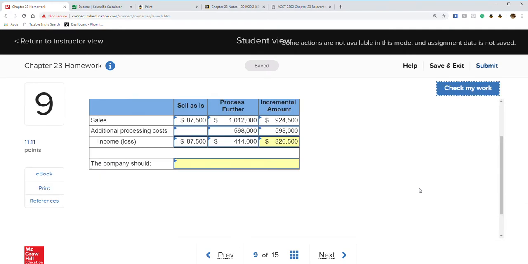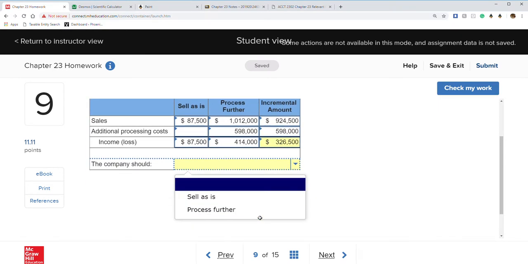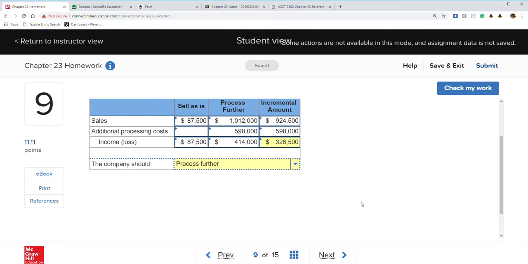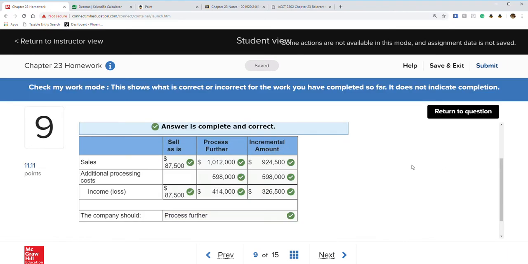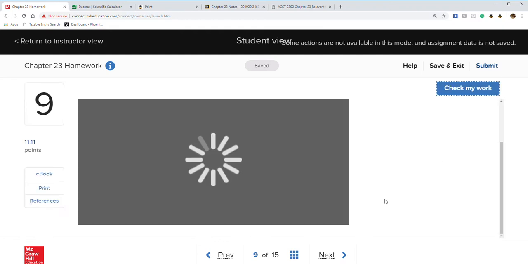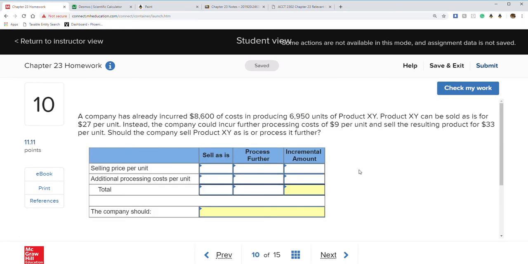So the question is, should the company process further, or should they just sell as is? Well, since we got income coming in, it should process further. Again, if this is a loss right here, that will mean the other way. We should sell it as is. Okay, so that's 9. Let's hit question number 10.